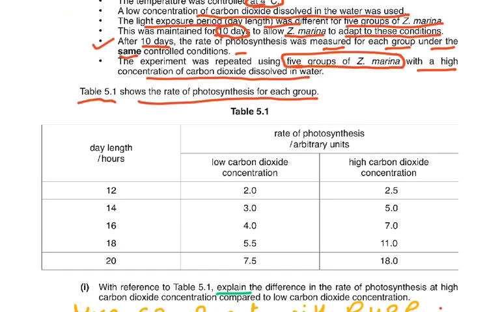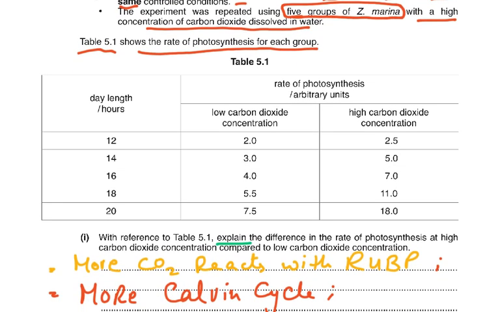Now looking at this table, what do we have? We have day length in hours: 12, 14, 16, 18, 20. Then we have low carbon dioxide. We have rate of photosynthesis in arbitrary units. This was 2, 3, 4, 5.5, 7.5. So it's going up. In high, it is going up a little, I think a little more: 2.5, 5, 7, 11, 18.